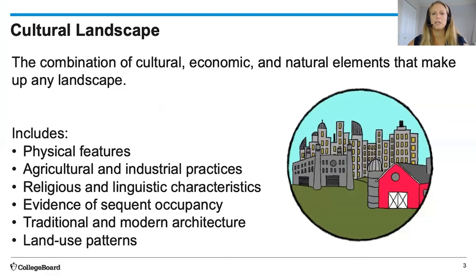So cultural landscapes are made up of a lot of different elements, including cultural, economic, and natural elements. And it's all these things that are on this landscape. So they consist of a lot of different specific things, like all of the things listed on the screen, but we want to go more into each of these. So let's break these down further.